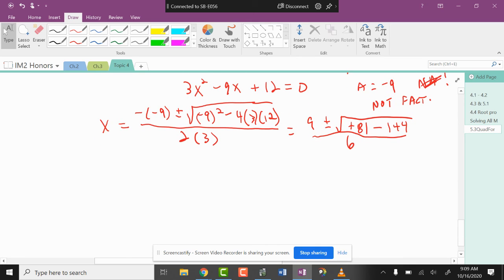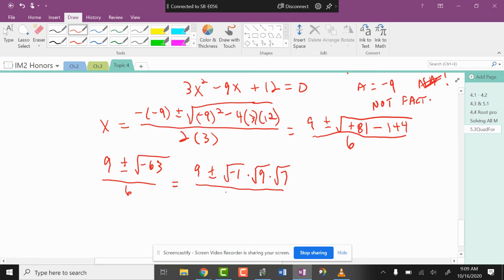Okay, so, I forgot. What's 81 minus 144? Oh, geez. I can't even think. What is it? Nice. Thank you. So 9 plus or minus the square root of negative 63 over 6. Isn't 63 9 times 7? So knowing your times tables is actually very valuable. How do we break this down? Square root of negative 1, take out an i. Square root of 9, square root of 7. Product rule of radicals. Okay, and then 9 plus or minus 3 root 7 i all over 6.